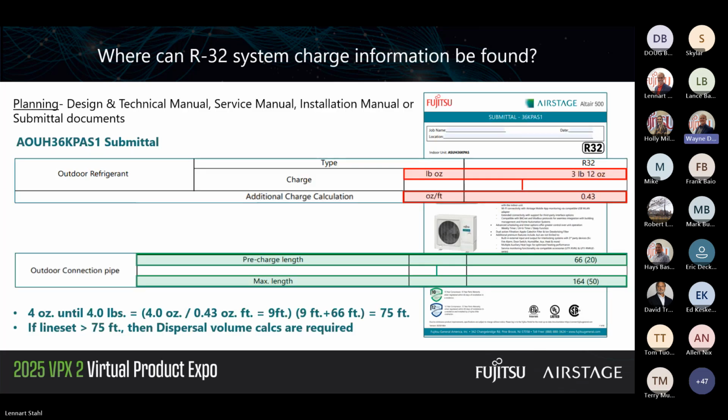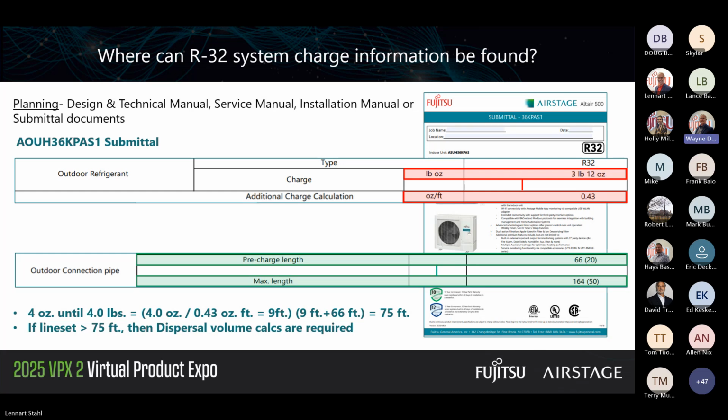So where can you get this information? Well, I want to focus your attention to the upper left underlined word that says planning. From my perspective, I think to map this out during the planning stage is critical, because you don't want to install a system and then come to find out you need some means of A2L mitigation afterwards that could potentially be an extra 4 digits to a project that your customer may not be happy about after the fact. So you want to do this during the planning phase.